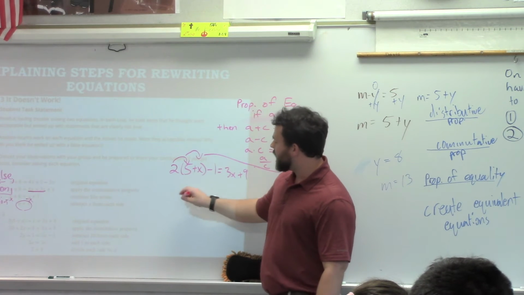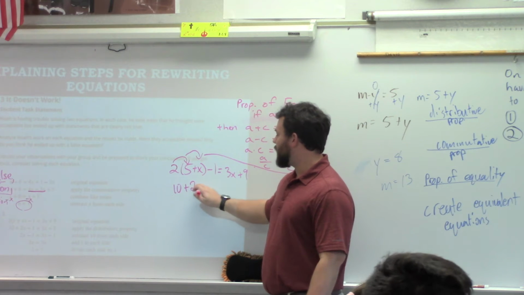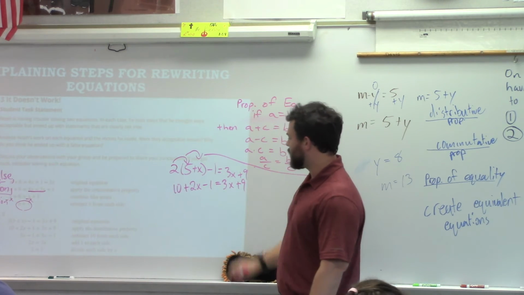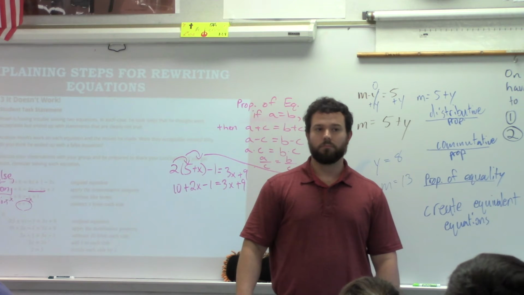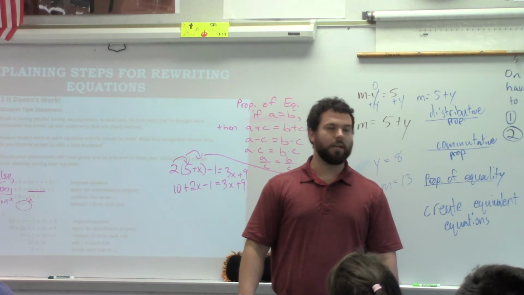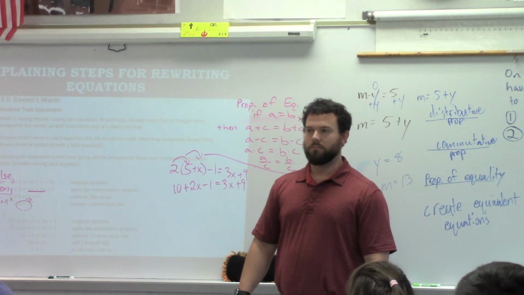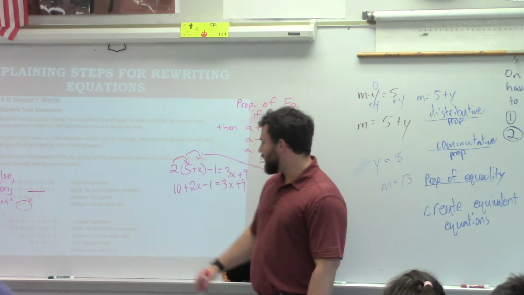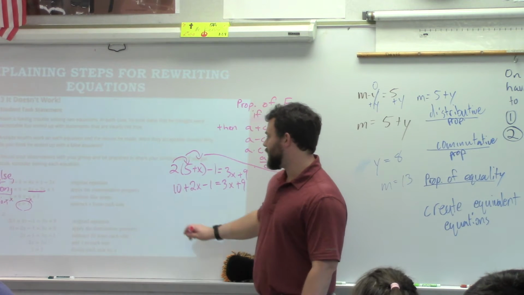Okay, so he distributed. Will the distributive property create an equivalent equation? Yeah. So is that good? Yeah. Okay. So then he subtracted 10 from both sides.